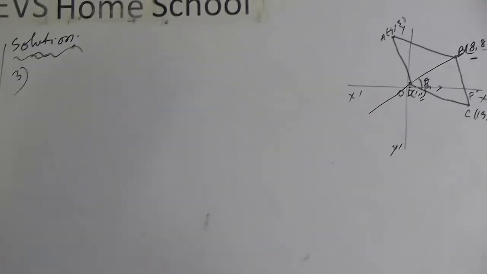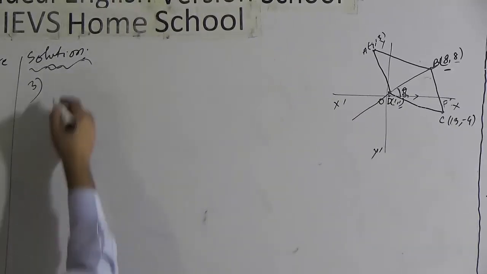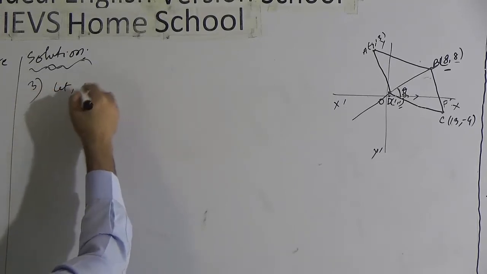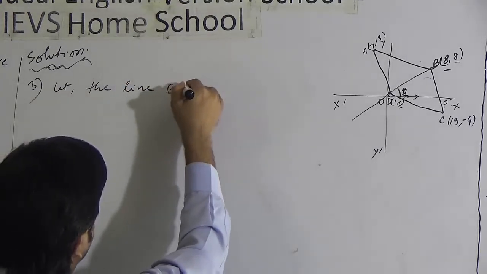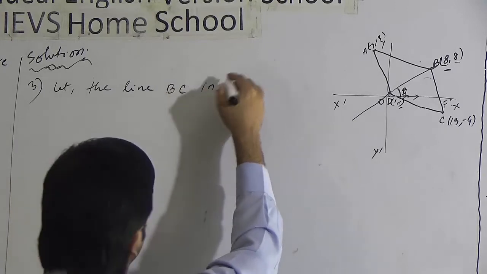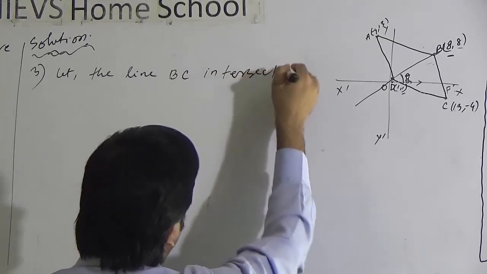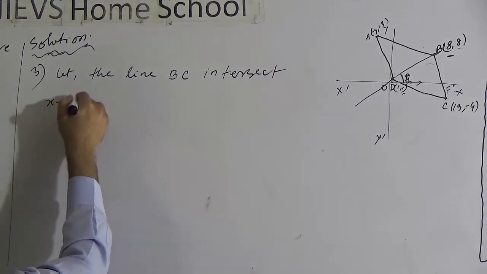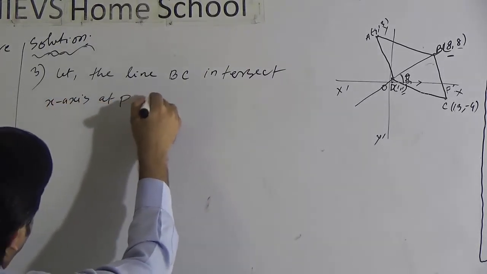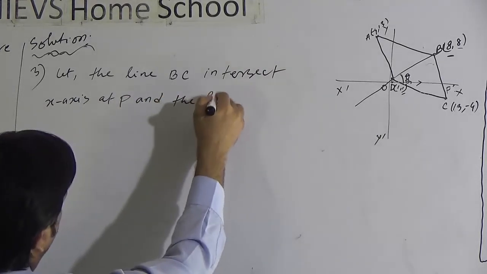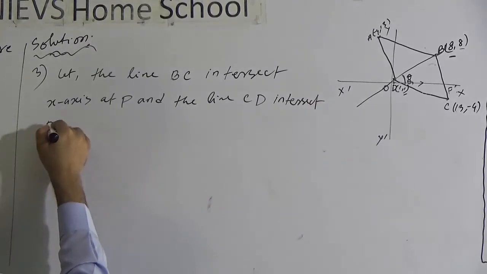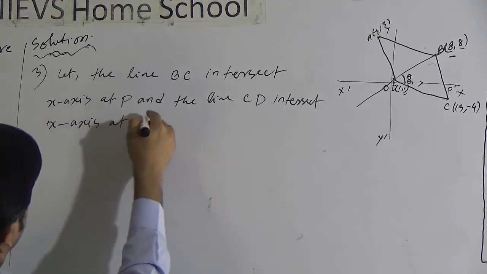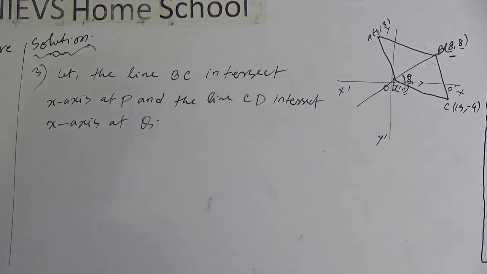To solve question 3, at first we say let the line BC intersect the x-axis at P and the line CD intersect the x-axis at Q. So now we need to determine the equation of the line BC.